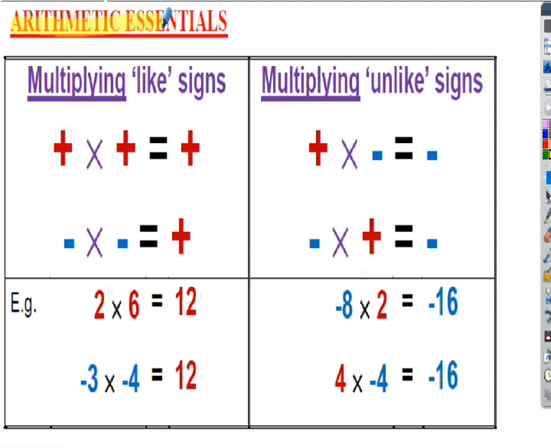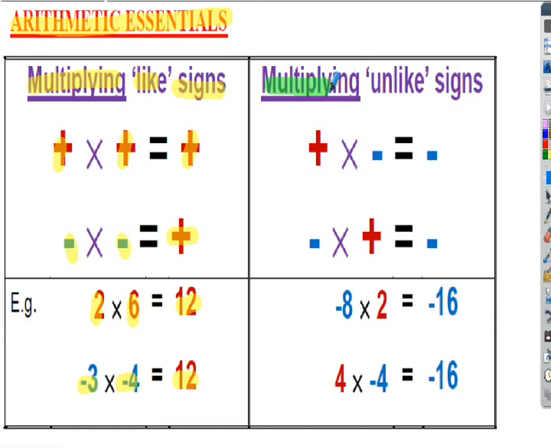Here are some arithmetic essentials. This is just a recap of something you already know. When we're multiplying what are termed like signs together, such as a positive multiplied by a positive, we know that equals a positive value. And if we multiply a negative by a negative, that equals a positive value. So for example, 2 multiplied by 6 is 12, and negative 3 multiplied by negative 4 is positive 12.